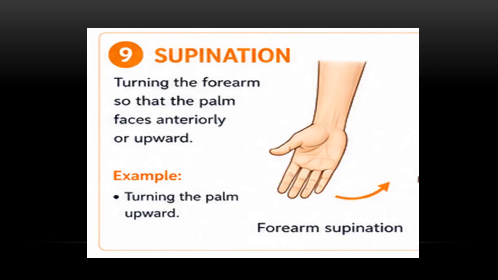Coming to supination, when the radius moves laterally or outward so that the palm faces forward or upward and the thumb is pointing away from the midline, this is called supination.